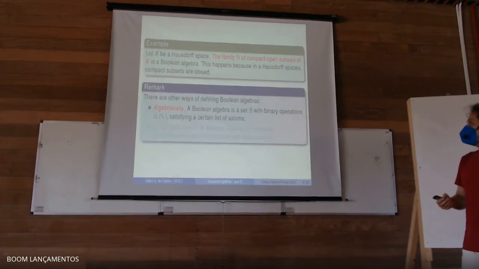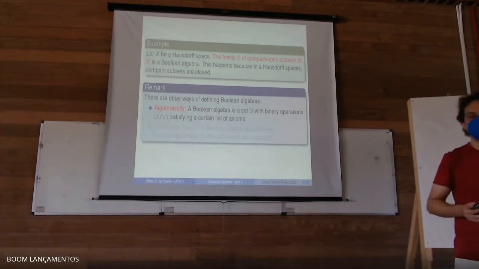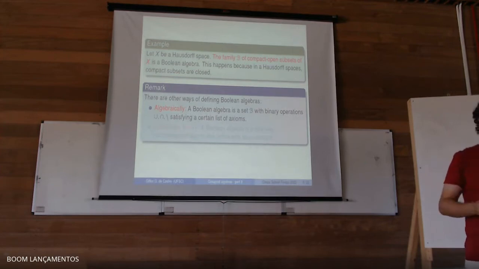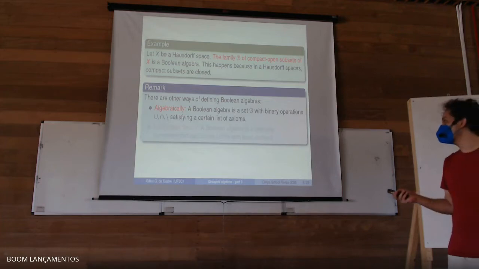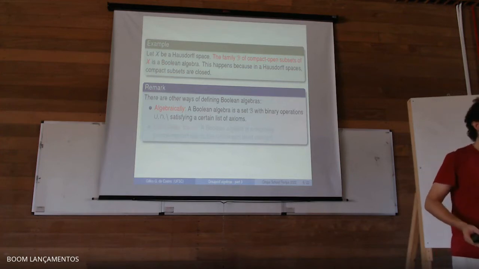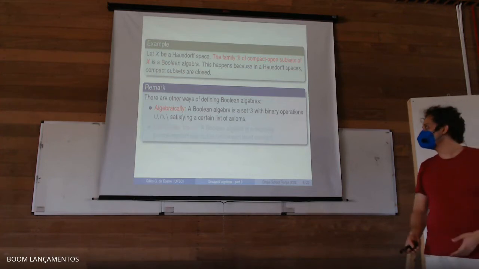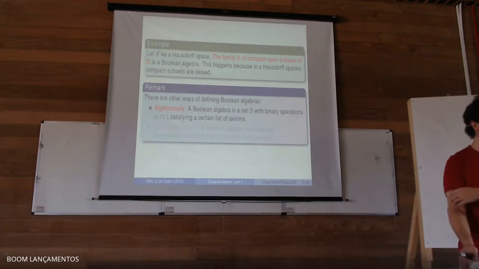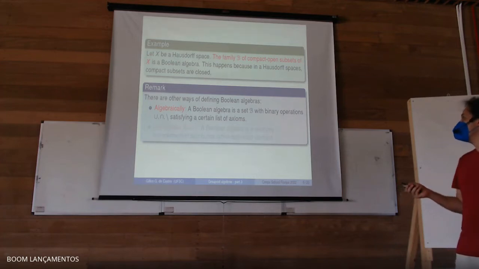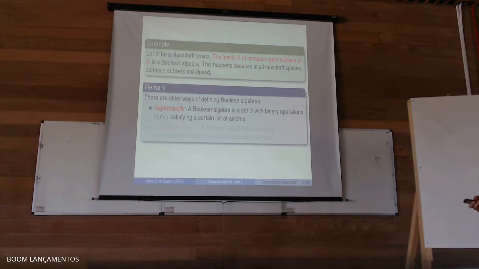And there are other ways of defining Boolean algebras. You can define it more algebraically. So you say that you have a set with these three operations, satisfying a list of axioms that we know from set theory. So the union is commutative, the union is associative, the intersection is commutative, associative, and there's a distributivity between these two operations. So really we just take all the properties that we know from set theory, put them as axioms, and then you can define a Boolean algebra algebraically.